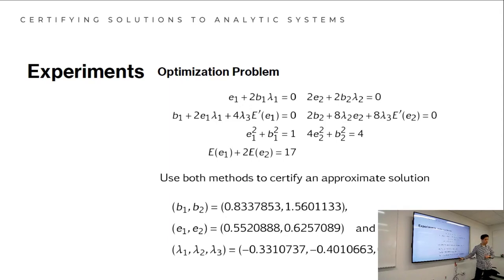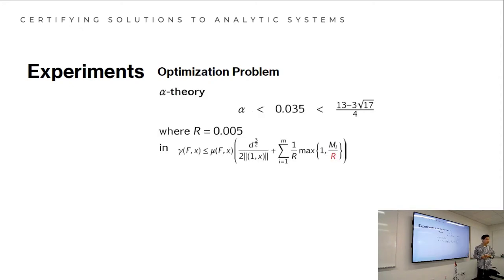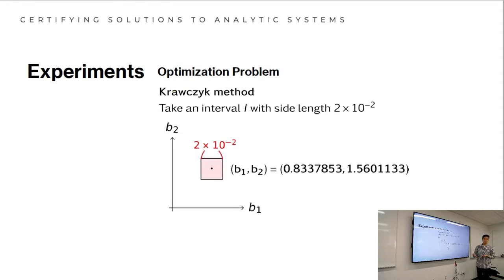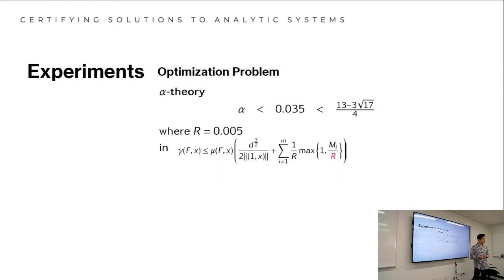Okay, so you're mainly interested in the E1, E2, B1, B2, right? But the Lagrange multipliers are just numbers, so this is enough to certify this case. And that's like six digits or something. Yeah, seven. And is that any good? I have no idea. Is six digits good?